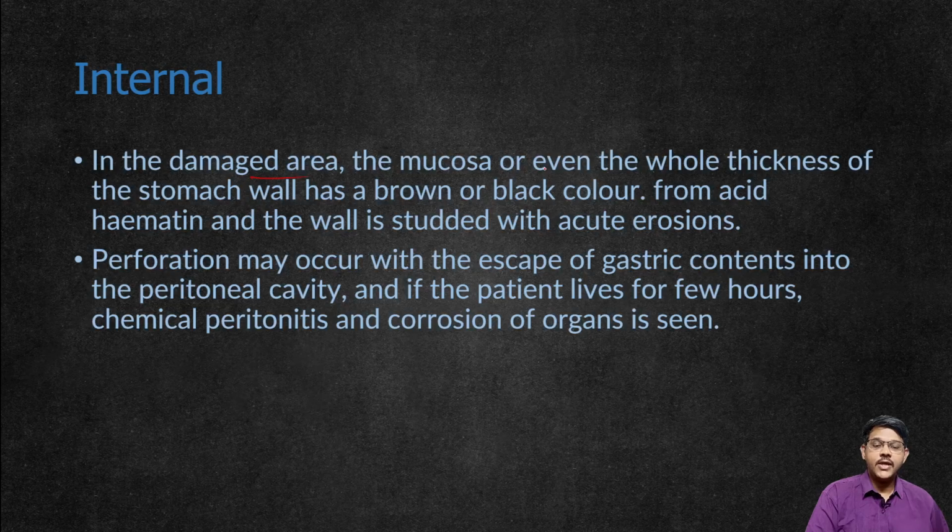In the damaged area, the mucosa or even the whole thickness of the stomach wall has a brown or blackened color from acid hematin, and the wall is studded with acute erosions. Perforation may occur with escape of gastric contents into the peritoneal cavity, which may lead to chemical peritonitis, and corrosion of organs may be seen.